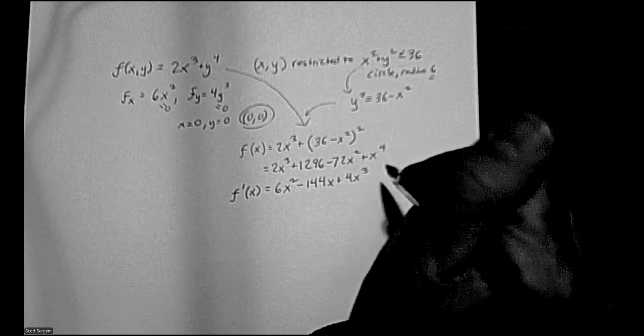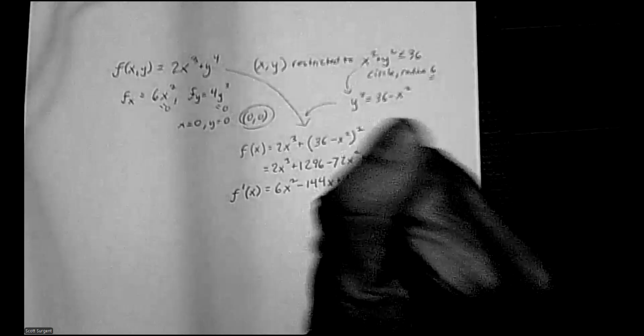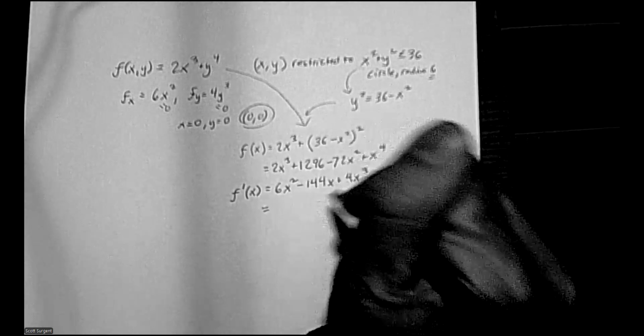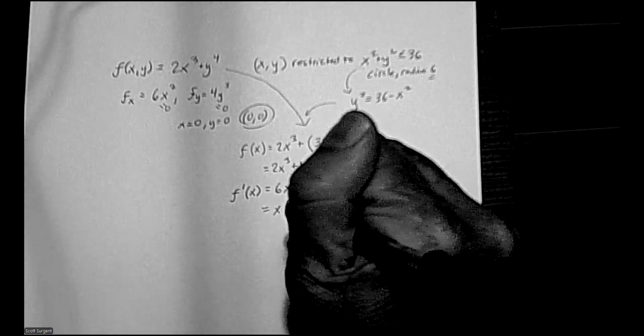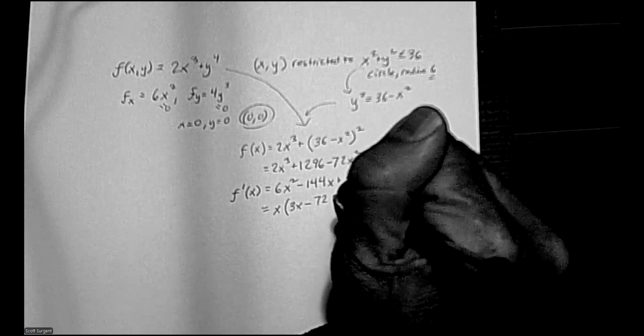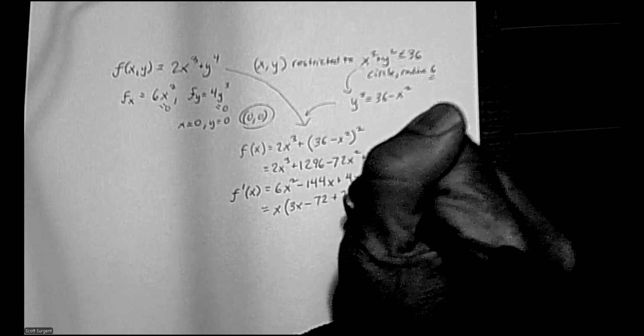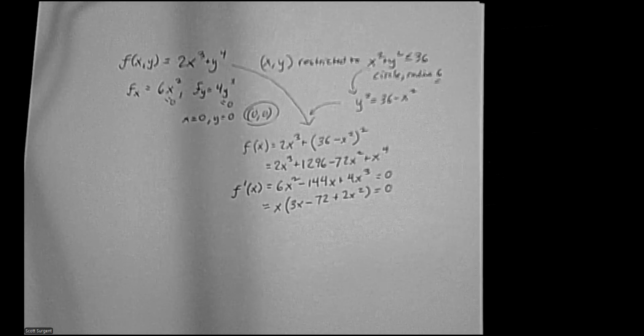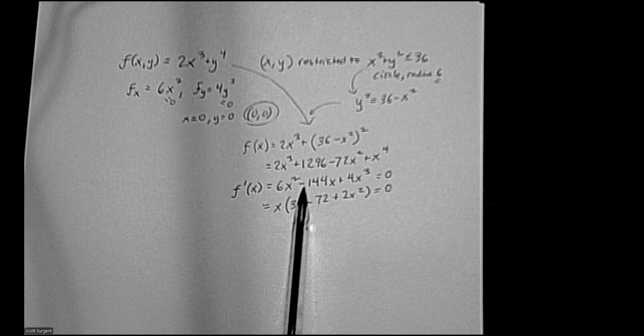And I've got to set that to 0. I guess let me divide out by 2. I'm going to factor out an x. So that's 3x, take away 72 plus 2x squared. Okay. And I'm going to pause here because I'm getting into some heavy algebra. Is everybody okay with these steps? Let me know if you have any questions on that.